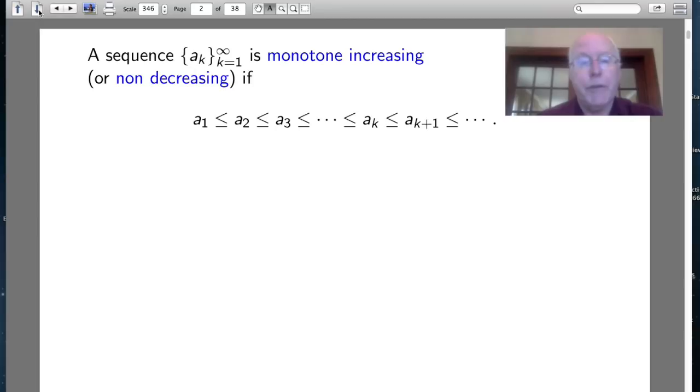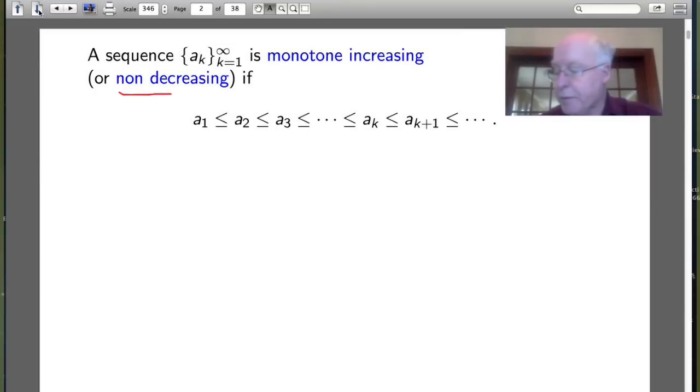So a sequence a sub k with index k running from 1 to infinity is said to be monotone increasing if a1 is less than or equal to a2, less than or equal to a3, etc. That is, each term is at least as big as the one that comes before it. Sometimes a sequence of this nature is called non-decreasing, but we'll take monotone increasing and non-decreasing to mean about the same thing.